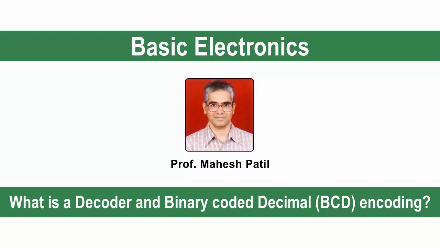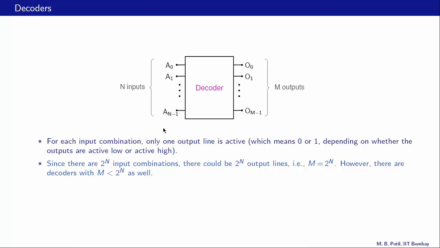Let us look at some other digital blocks. Here is a decoder. It has got n inputs, A0, A1, etc. up to An-1, and it has got m outputs, O0, O1 up to Om-1.